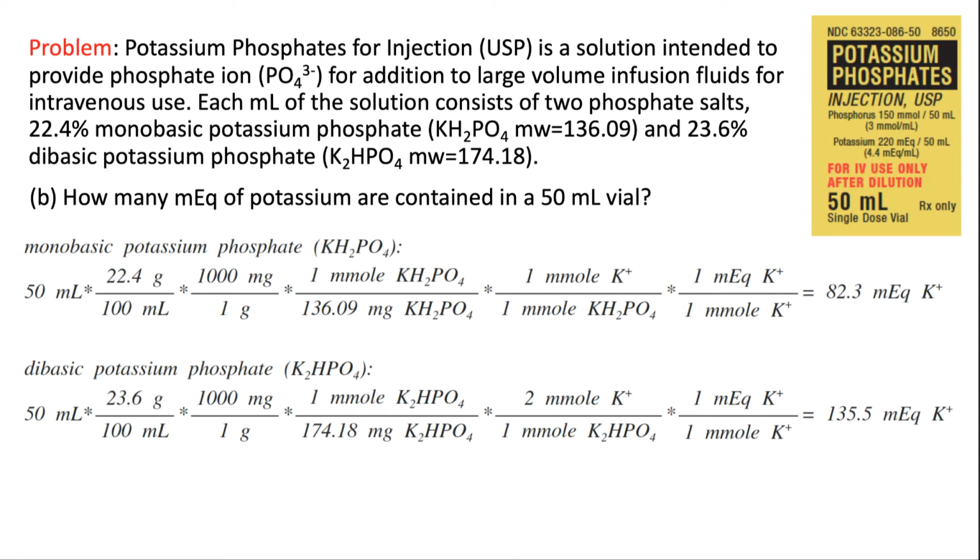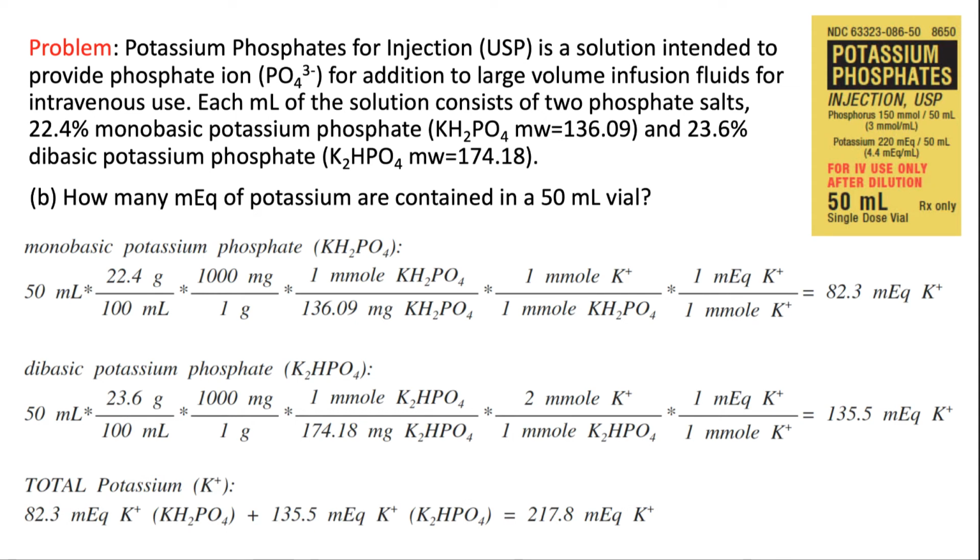And we do the math all the way across, and we get 135.5 milliequivalents of potassium. Therefore, our last step would be to add up all of the potassium, which would be to take the 82.3 milliequivalents of potassium from the monobasic, add it to the 135.5 milliequivalents from the dibasic, and the total amount of potassium in this 50 ml vial would be 217.8 milliequivalents of potassium.